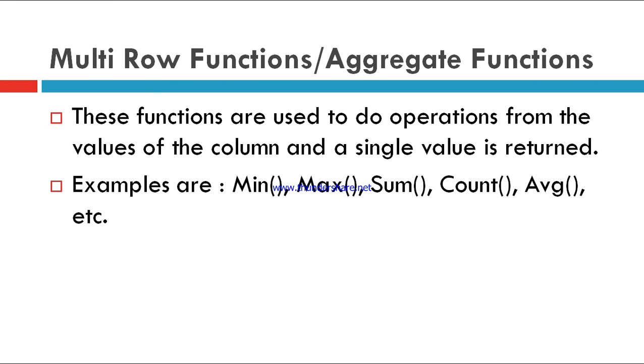Now what is there in multi-row functions? Multi-row functions are used to do operations on the values of a column, and a single value is returned. It will take the entire column, work on the entire column, and based on the values inside the column, it will produce a single result. It is not a single row function, it is a multi-row function. It works on multiple rows, multiple records of the table, and it produces a single result. Some examples of these multi-row functions are min for minimum, max for maximum, sum, count, average, etc.